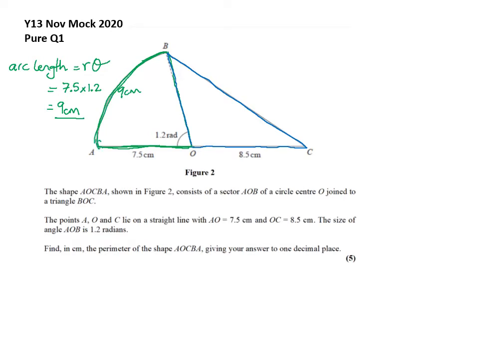We've got the 7.5 for length AO, we've got 8.5 for length OC. We just need length BC. It's a triangle. We're going to be using cosine rule to find the length of BC. We need this angle. So that angle is just angles on a straight line add up to 180 or pi radians. So this would be pi minus 1.2 radians. If you leave it as pi minus 1.2, you'll keep the accuracy in your answers.